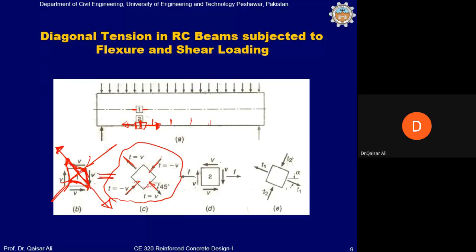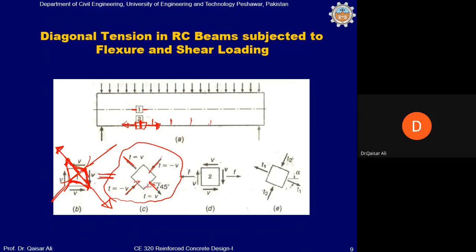So either with the help of Mohr circle or with the help of the deformed shape of element 1, you can prove that the case of pure shear stresses is just like the principal stresses acting at an angle of 45 degrees with the horizontal. There are tensile stresses acting along the diagonal and compressive stresses acting along the other diagonal.